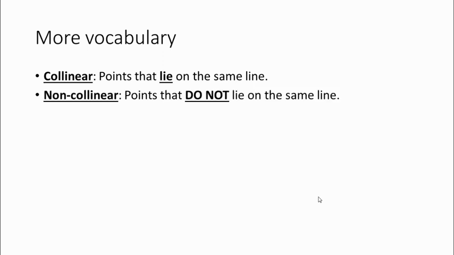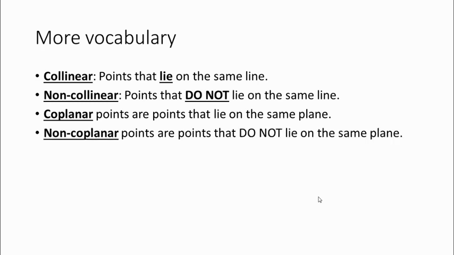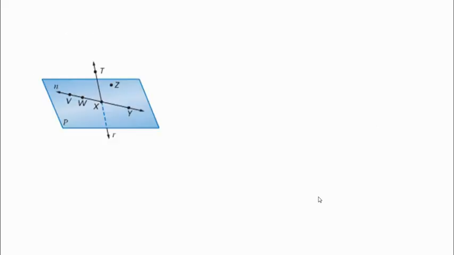Okay. Some more vocabulary. If you have points that are connected, then they're collinear points. Okay, they lie on the same line. If they're not connected, then they're non-collinear. All right. And then if you have points that exist in the same plane, then they're considered coplanar. And if you have any points that are outside that plane, then they're non-coplanar.